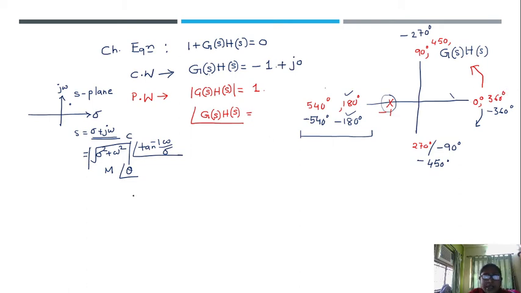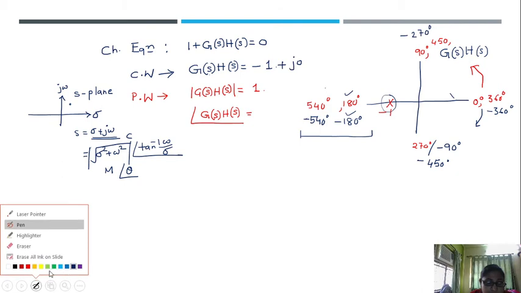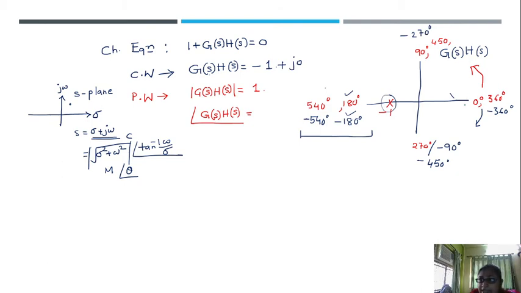Now if I want to write the generalized expression of these angles, I can write it this way. Look, 2q into 180 degrees, plus or minus, where q equals 0, 1, 2, and so on. If you put q equal to 0, it will be 0. If q equals 1, it will be 360 degrees. If q equals 2, it will be 720 degrees, and so on.